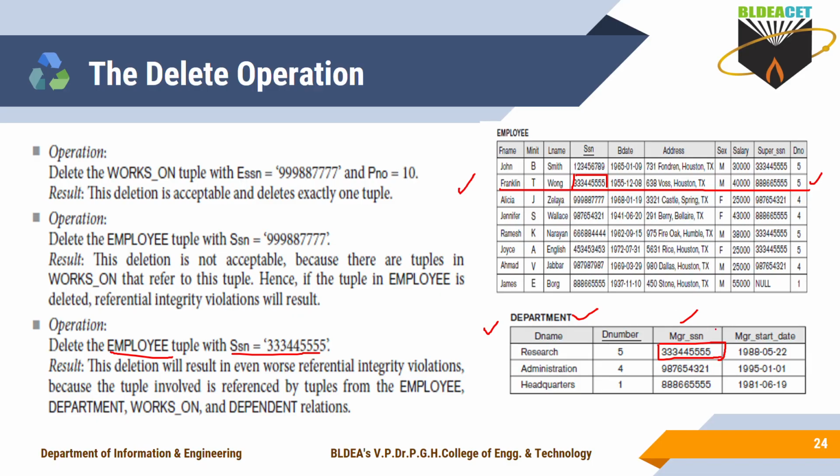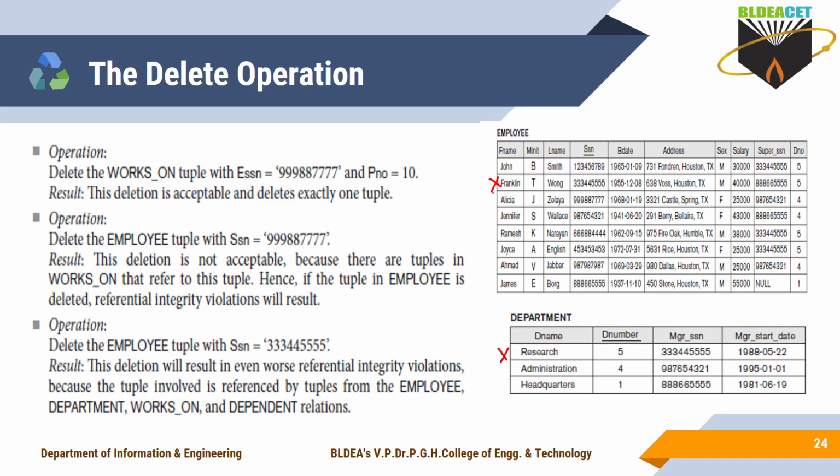The simple thing is that wherever you used it as a foreign key, you have to delete that tuple first. If you try to delete now, it gives an error message that the referential integrity constraint is violated, because it violates the reference. What should you do now? First you have to delete from the DEPARTMENT table. After deleting from the DEPARTMENT table, you can delete from the EMPLOYEE table.